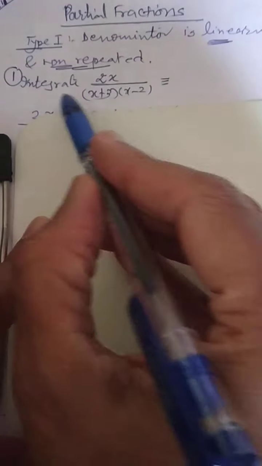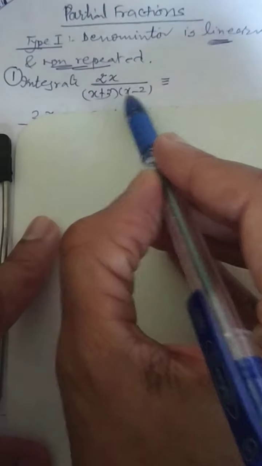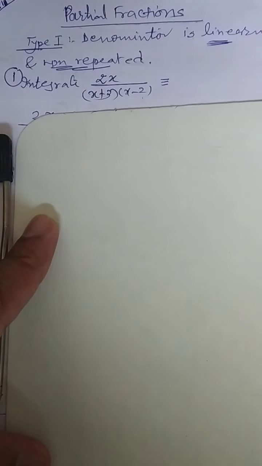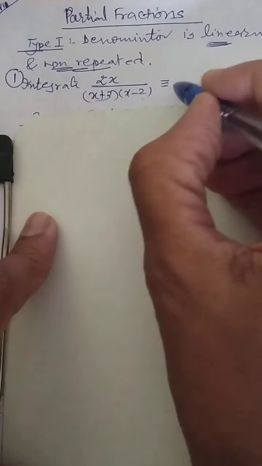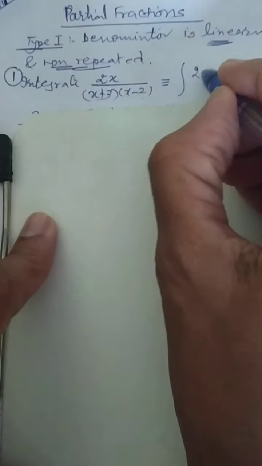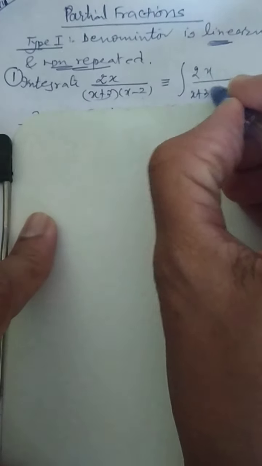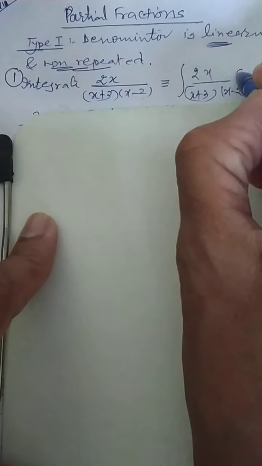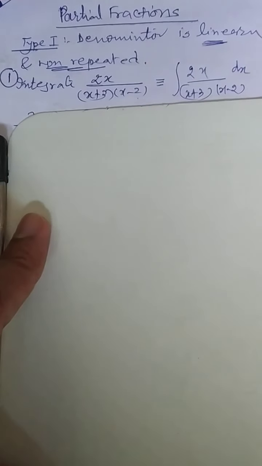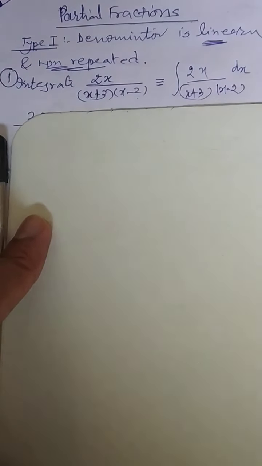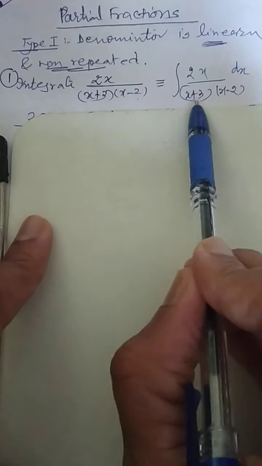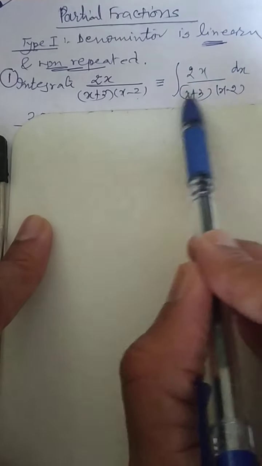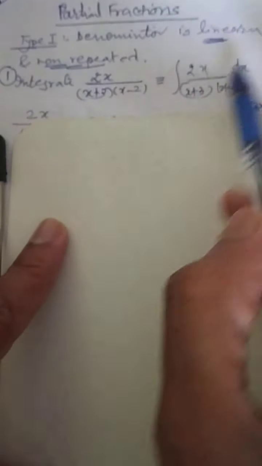Look here. Integrate 2x upon (x plus 3)(x minus 2). This is the question. It can be given like this also, or it will be written as the integration of 2x upon x plus 3 over here, x minus 2 over here, and dx. This is another way of writing the same question. So if you look at the denominator, this is a way to identify. The degree is 1, this degree is 1, linear, but there is no repetition, meaning the same factor is not coming again. So the approach: write down the integrand.